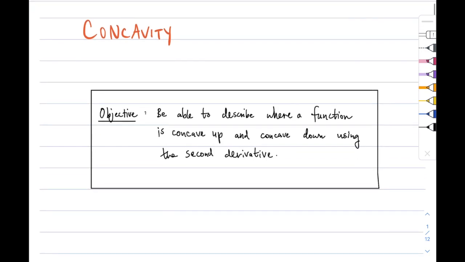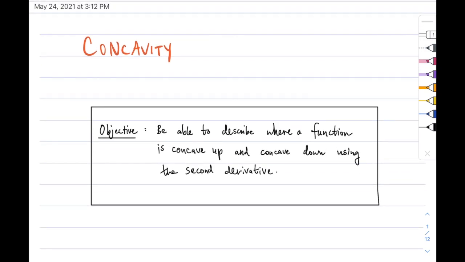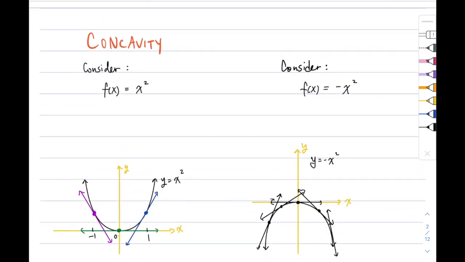Okay, so today the objective is to be able to describe where a function is concave up and concave down, and we're going to be using something called the second derivative to do that. So first we have to define what these words mean, concave up, concave down, and also how they're connected or related to second derivatives. Okay, so let's get into it.